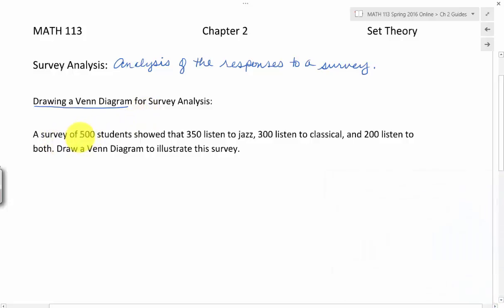A survey of 500 students, so that's telling me that the cardinal number for my universe is 500, showed that 350 students listened to jazz. So that's the cardinal number for jazz is going to be 350. 300 listened to classical. So that's going to be the cardinal number for classical is 300. And 200 listened to both. So that would be jazz intersect classical. That means the ones that listen to both, and that would be 200.